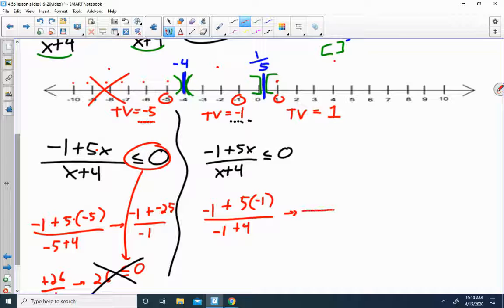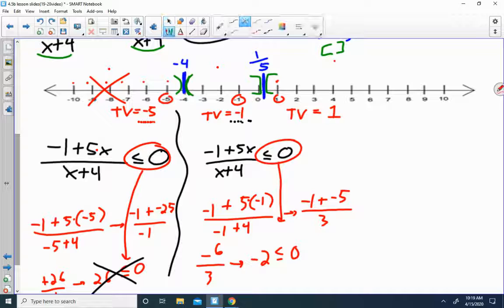Simplify from there. On top, you'll have -1 plus 5 times -1, which is -5. On bottom, -1 plus 4, which gives you 3. Simplify the rest from there. -1 plus -5 will give you -6 on top. Bottom is 3. -6 divided by 3 is -2. And double check, is that less than or equal to 0? And that does work, because -2, our negative number, is less than 0. So the second interval checks out, so we can shade it in as our answer.